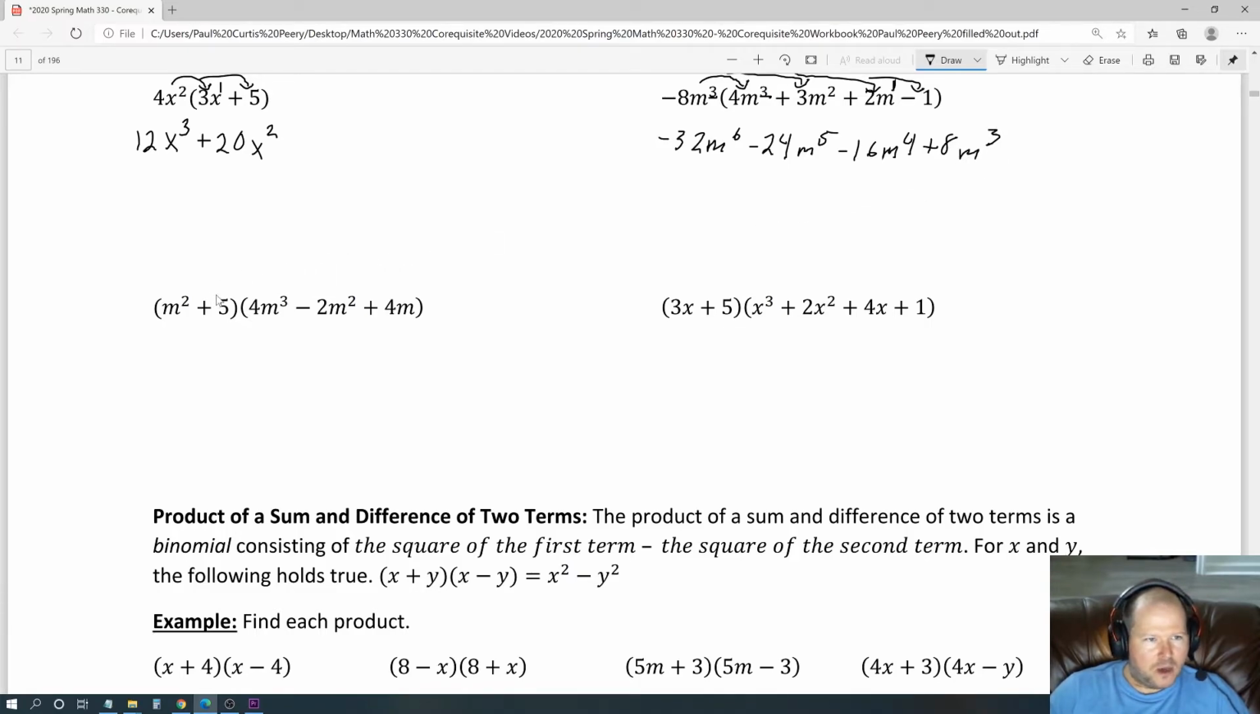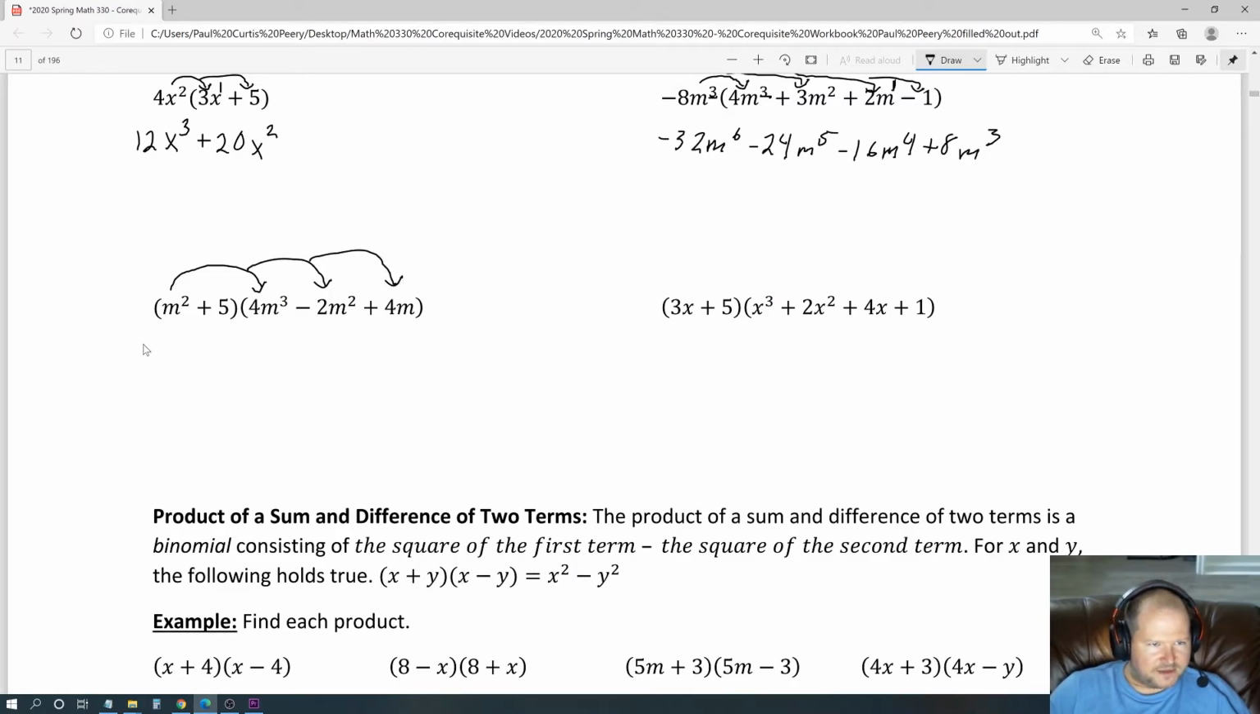Okay, so now if you have a binomial multiplied by a trinomial or more terms, the key is you want to multiply everything within the first set of parentheses by everything within the second set of parentheses. Okay, so I'm going to start with the first one.